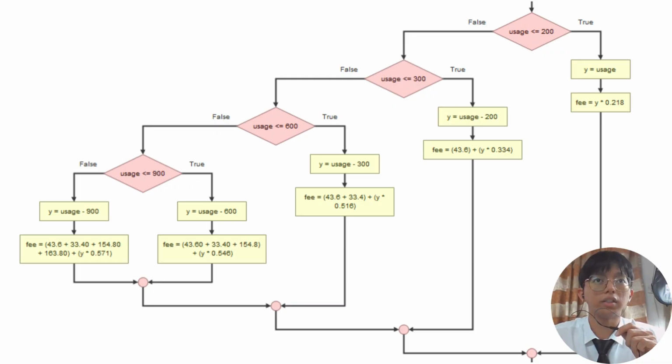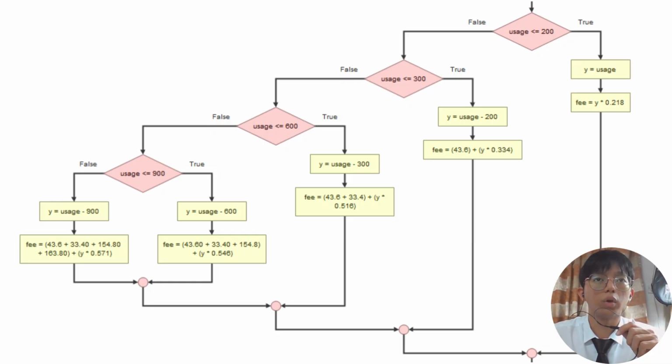The first decision is whether the usage is less than or equal to 200. If true, we go to calculate the y, which is equal to the usage, and the fee, which is y multiplied by 0.218. If false, we go to the next decision, whether the usage is less than or equal to 300.